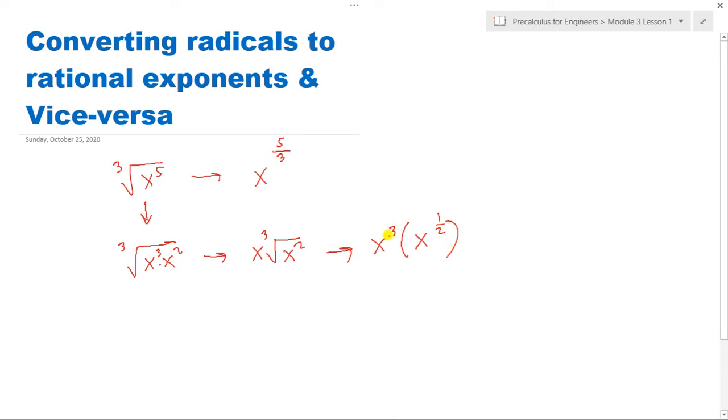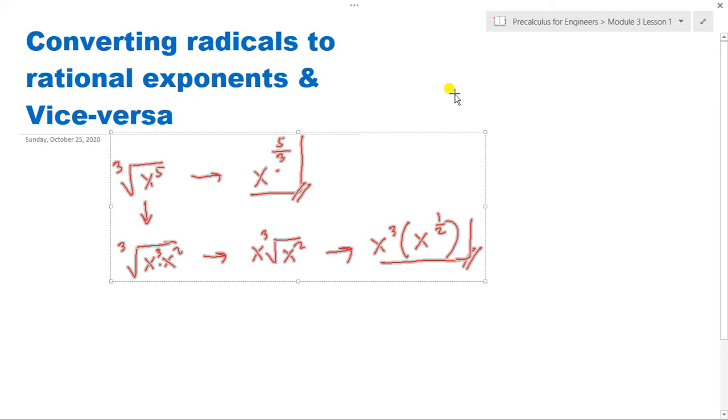But both are the same. Kung i-add mo sila, 3 plus 1/2 is equals to 5/3. So both are the same. But this one is only in factored form. X cubed times x raised to 1/2. And this one is the simplified form. X raised to 5/3. Ganun lang.